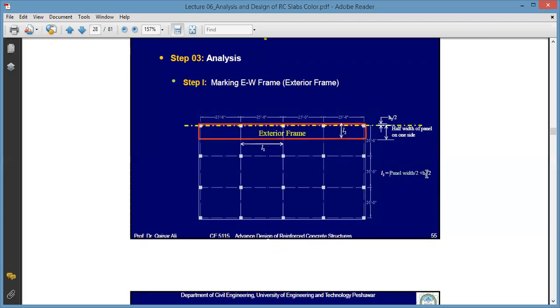So remember this formula for the exterior panel. The interior frame is simple and clear, but for the exterior panel, remember it is equal to half of the frame width, half of this strip width, but you have to add h by 2, meaning half of the column width. It is clear here.